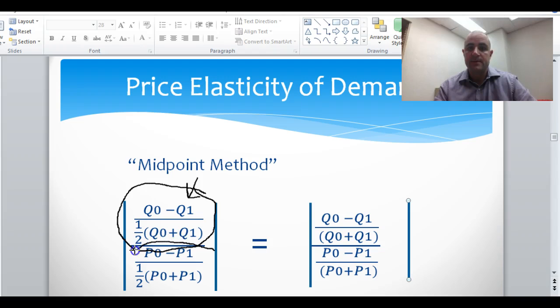Down here is going to be your percentage change in price. It's the change in price over the average of those prices. Now, this may look a little bit confusing. You see a lot of fractions in there. Well, here's one thing that we can do right off the bat.